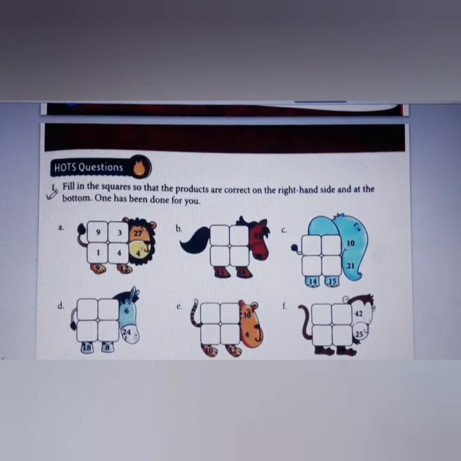HOTS question, children. These are also very interesting. You can try yourself. Fill in the squares so that the products are correct on the right hand side and at the bottom. One has been done for you. So you should know the table for this. Here it is 12, children. So how can we get 12?